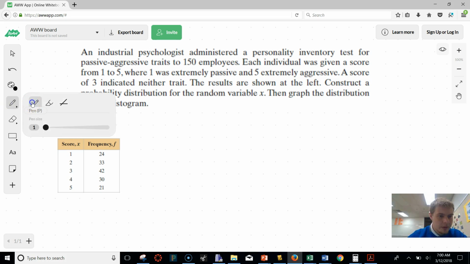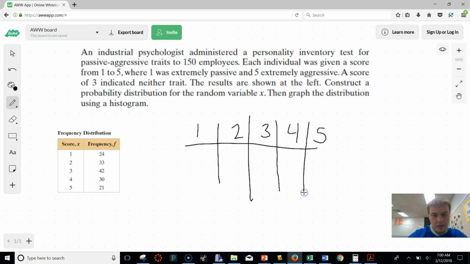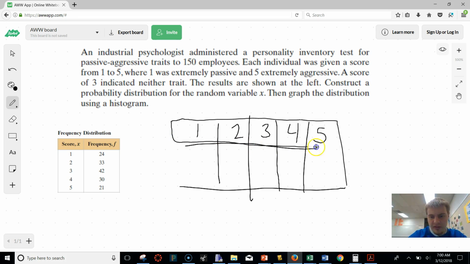So what is the probability that I get a score of 1, 2, 3, 4, or 5? This, by the way, is a discrete one because you only have 5 options, or it's countable. So we're going to find the probabilities for all these things.